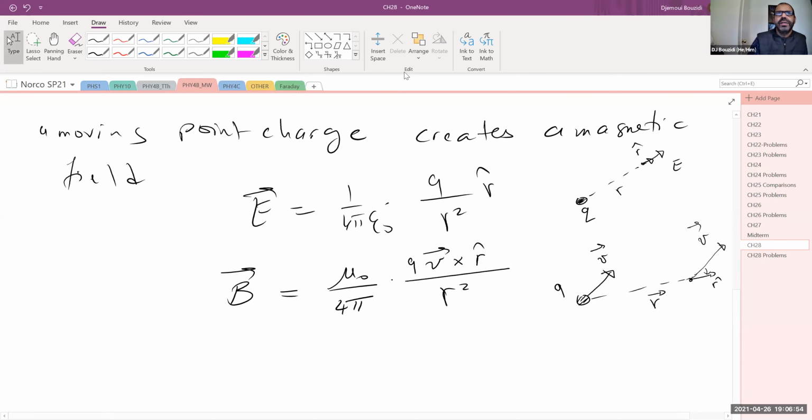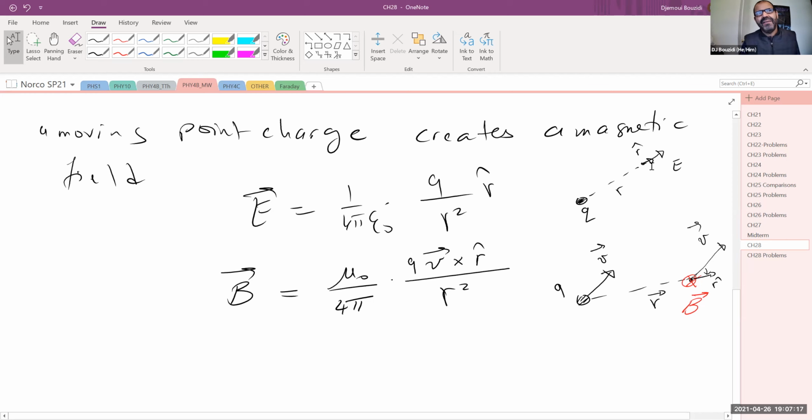As a matter of fact, this is how the direction of the magnetic field would look. Because you have v crossed with r hat, the field is going to go into the screen. So that's where the direction of the B field is. This is completely different than this picture.